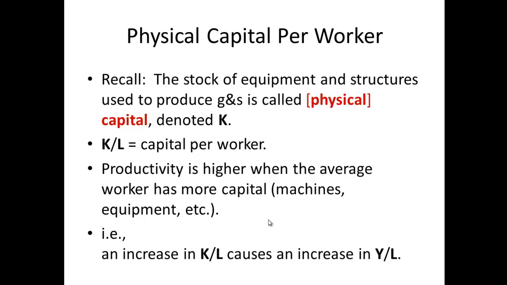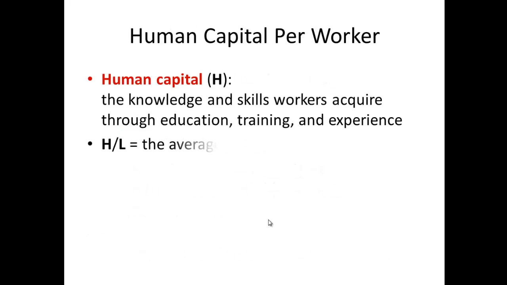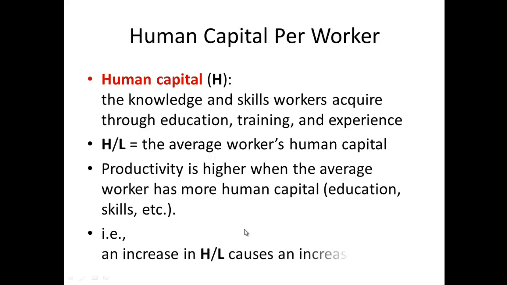The first factor of production is called physical capital or capital, and it is the equipment that is used to produce goods or services. The second factor of production is called human capital, or labor as we call it, and it is the employees, it is the workers who produce the goods and services.